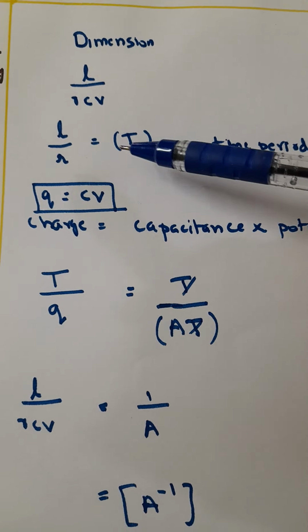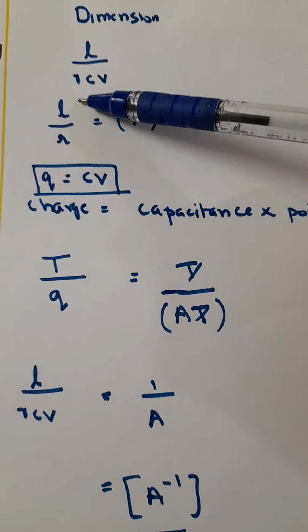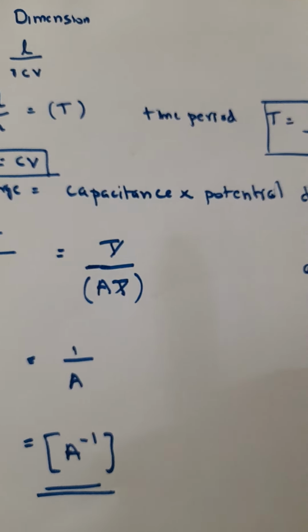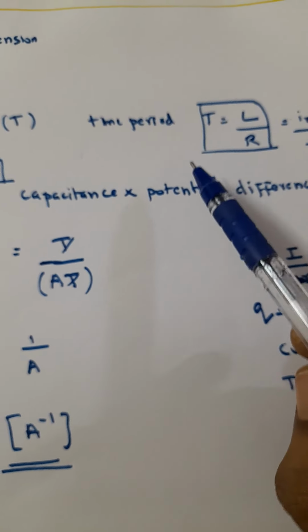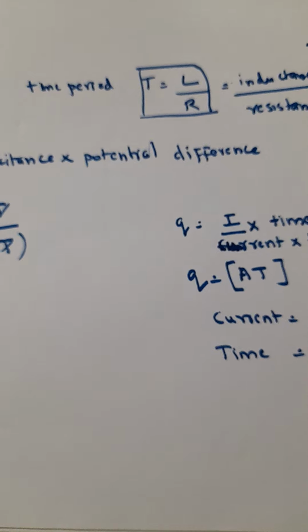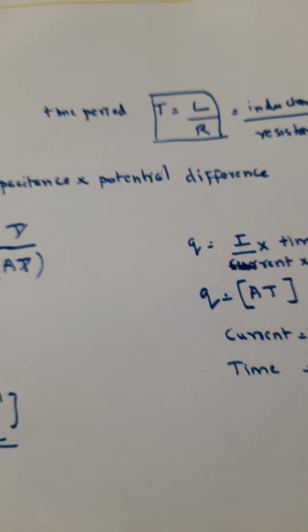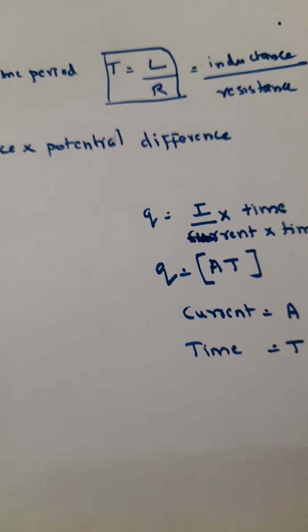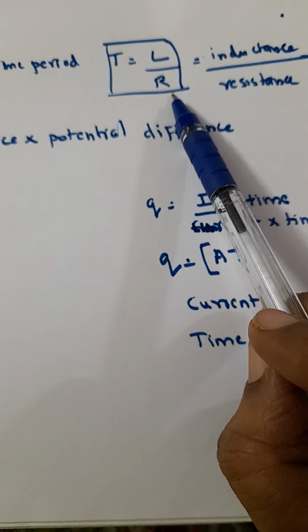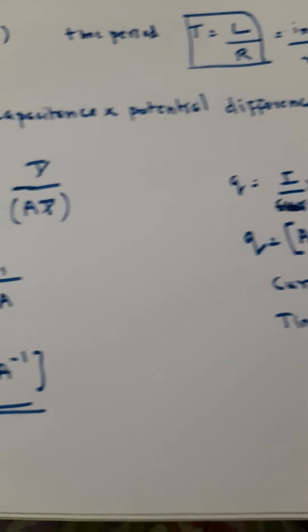Time period is given as L by R. There is a formula like L by R is equal to time period. So now time period is equal to L by R, that is inductance by resistance. You all will know that formula. You all would have learned it in your physics chapters. So remember that T is equal to L by R. So that is the first thing you have to remember.